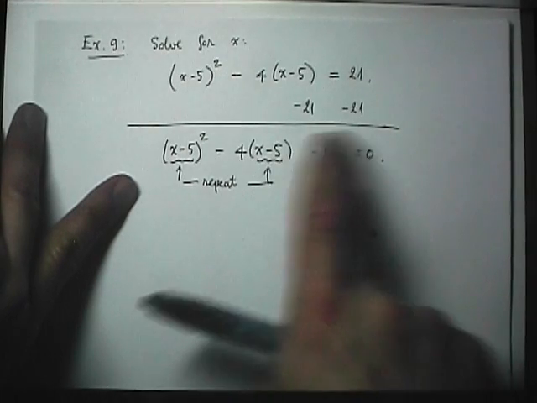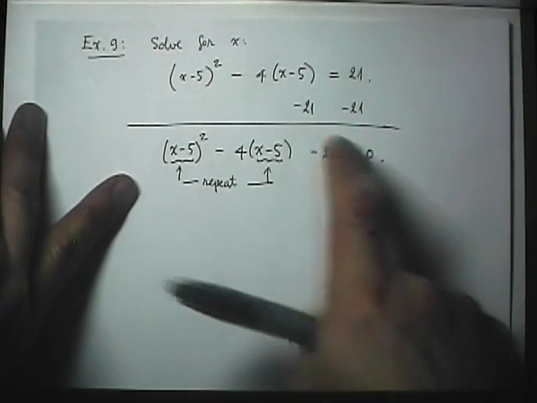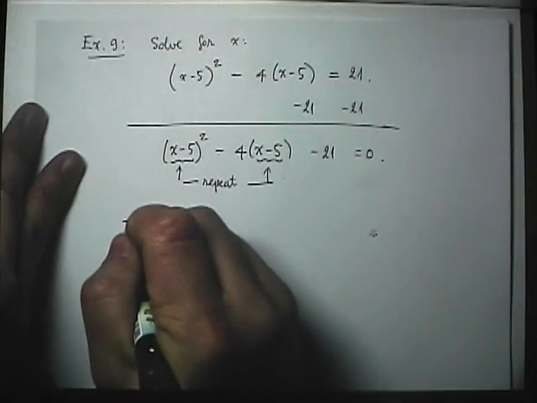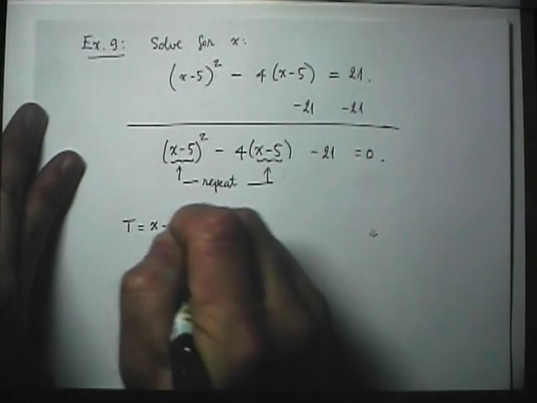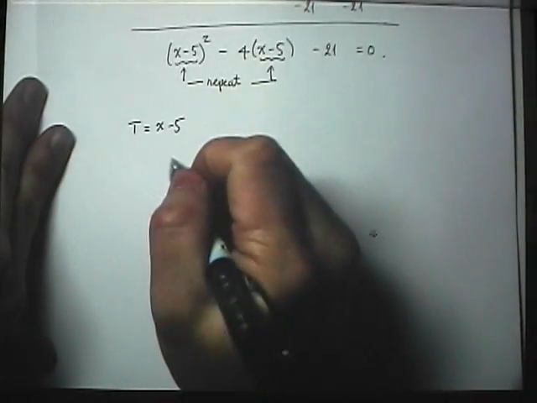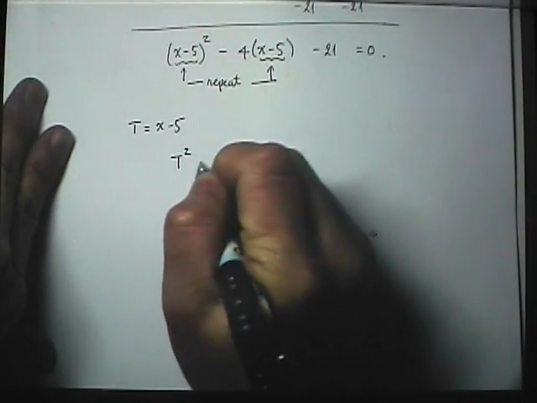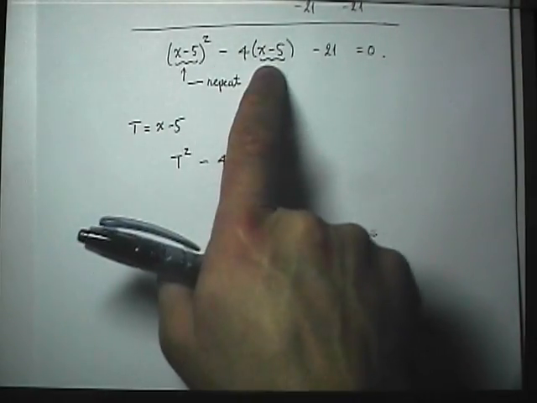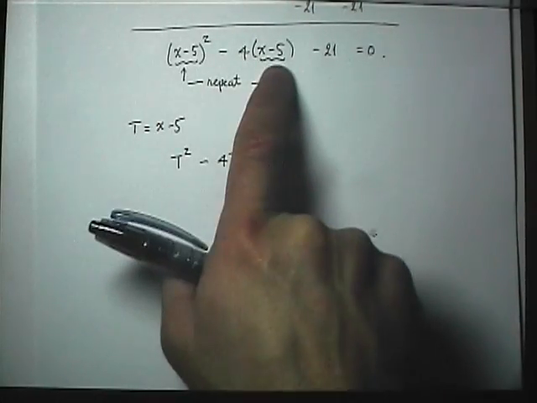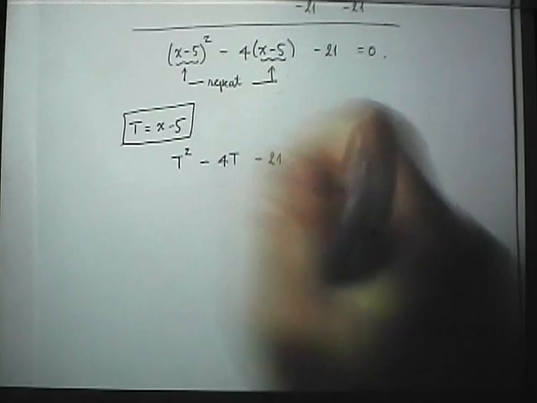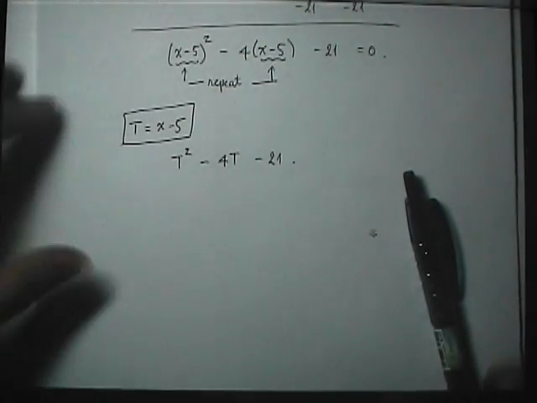So here I do have quadratic-like behavior. Power 2, first power, and then no power. So now my substitution here is t equals x minus 5. That's the substitution we need to make here. So my equation here turns out to be t squared minus 4t minus 21, because anywhere I'm seeing x minus 5, we replace that quantity by a t. So t equals x minus 5 is my substitution point. So equals 0.